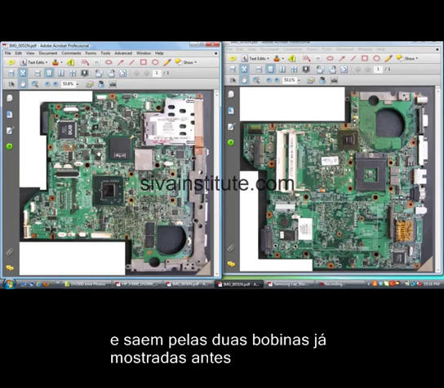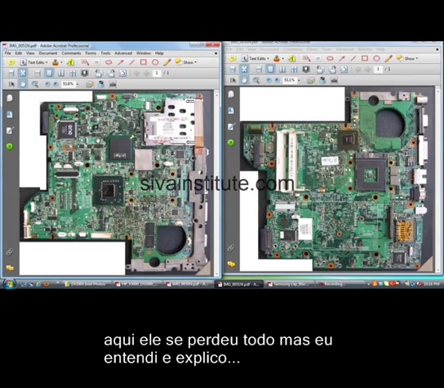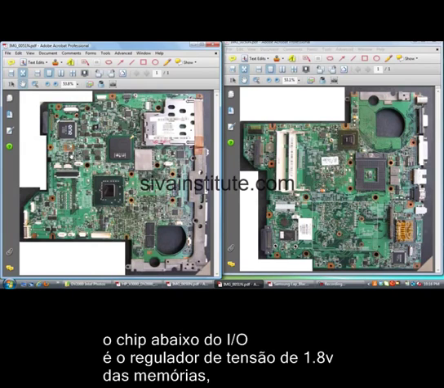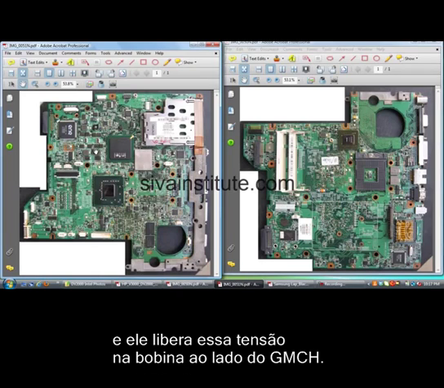This is the memory regulator IC. This command also comes to the memory regulator. This is the memory oscillator IC. 3.3 volts comes to this IC, and this voltage goes to these outputs. This 1.8 volts comes out from this coil.